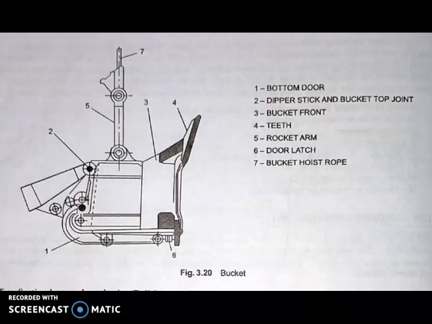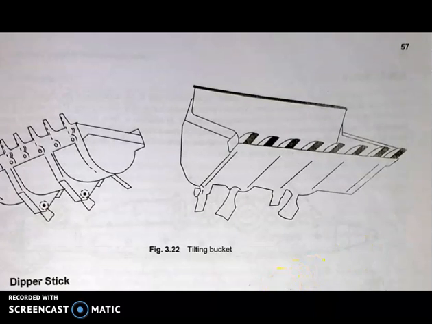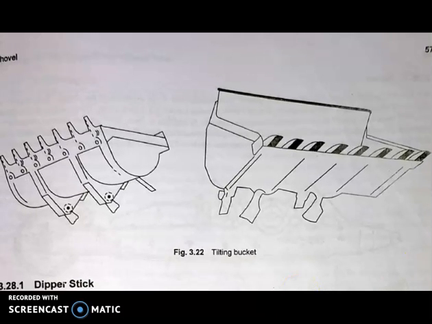The next, the second one, is the side discharge bucket. So students, this is the side discharge bucket. They are used in hydraulic shovels, front end loaders or pay loaders. The shape of the bucket is very similar to a hollow cylinder cut through its axis. They do not have any door. The material is discharged by tilting the bucket.